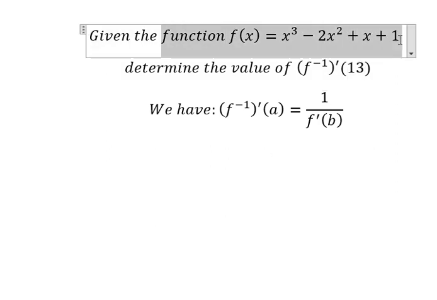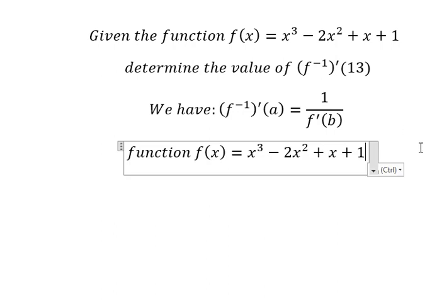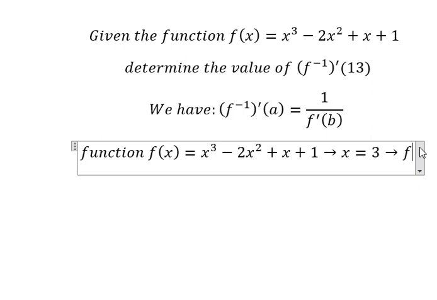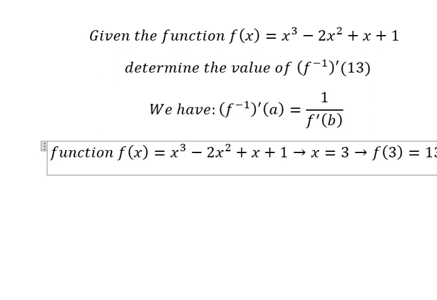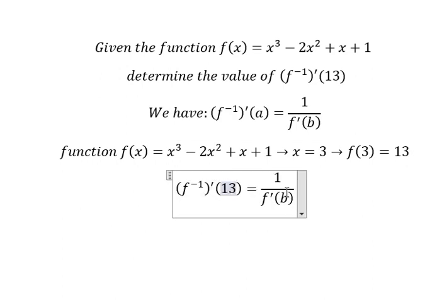So in this one we have this function, and if we put x equals 3, we will have f of 3 equals 13. So that means this one. So if we put the number 13, b in here, that's about the number 3.